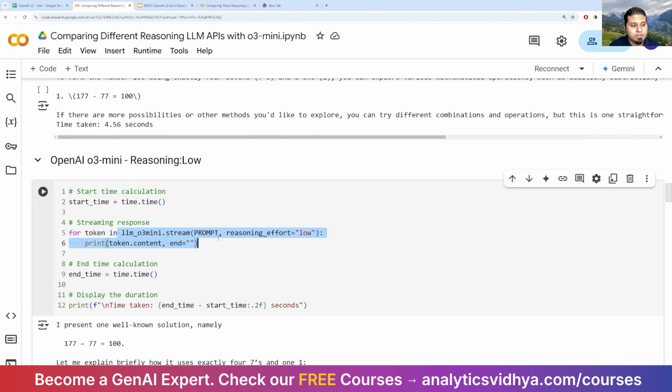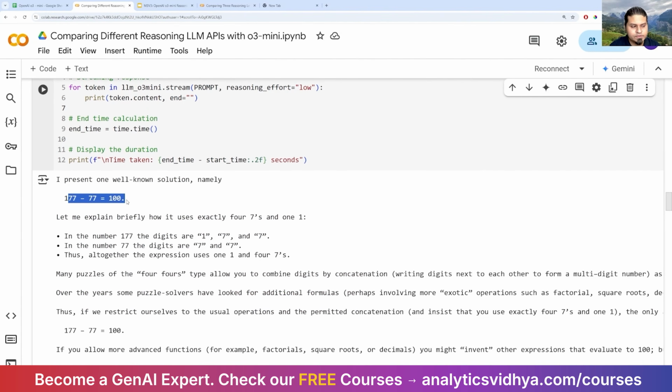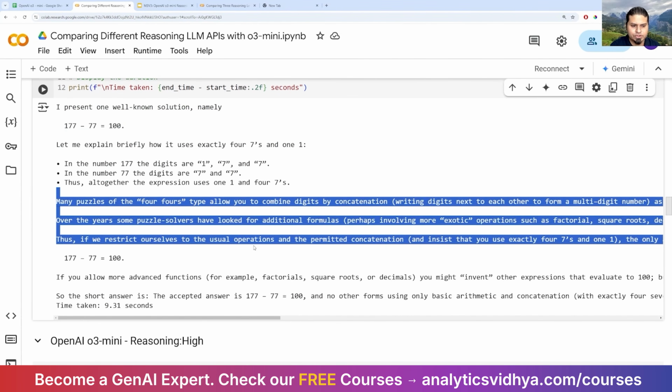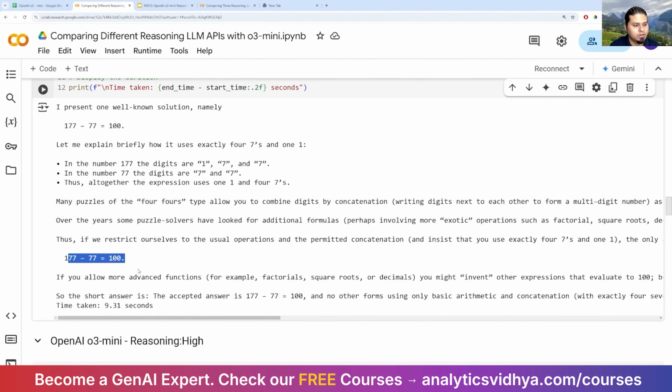Then we stream the results live from o3-mini. And you can set the reasoning effort directly here when you're passing in the prompt. So here it is regular o3-mini with the reasoning effort set to low, and it gives us the solution right away, which is 177 minus 77, and it tells us other possibilities could also exist, but this is the main one, and it takes around 9 seconds, which is not bad for a reasoning LLM.